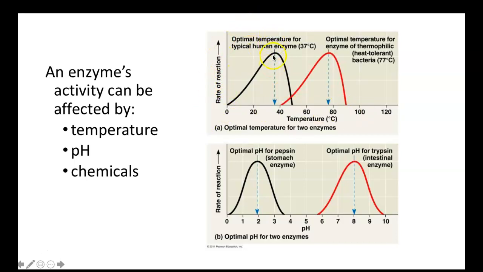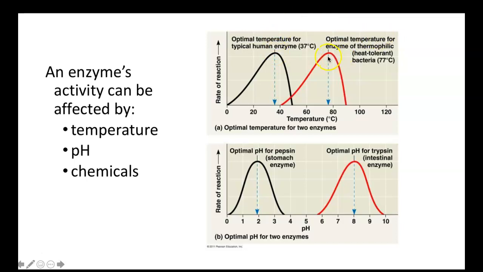The black is showing you a human enzyme. The red is showing you an enzyme for a thermophilic bacteria. The top of the curve is showing you, and this is an important word, optimal. That means the best. That means the rate is the fastest at this point. So the optimal temperature for an enzyme in a human is 37 degrees Celsius. And that should make sense because that's the temperature of the human body.